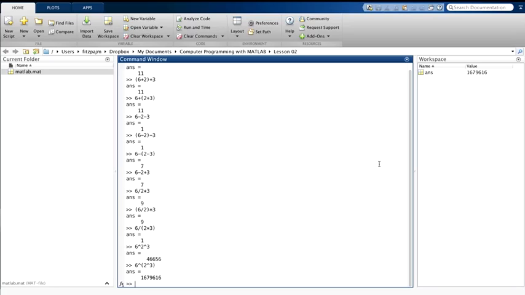Well, I guess I'd have to say that's the power of exponentiation. Get it? The power of exponentiation? Well, on that hilarious note, we've reached the end of Lesson 2.